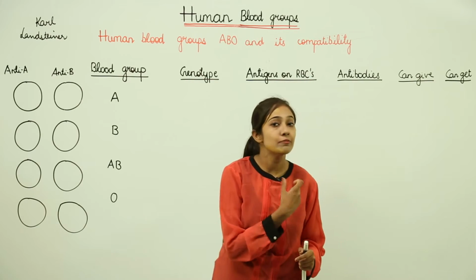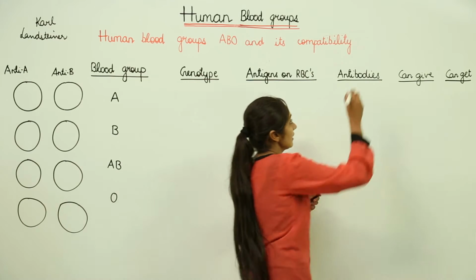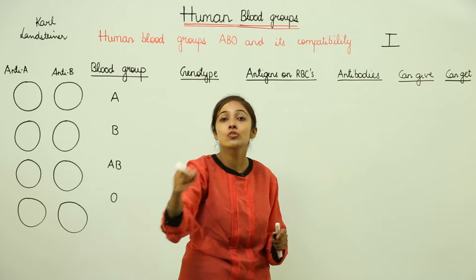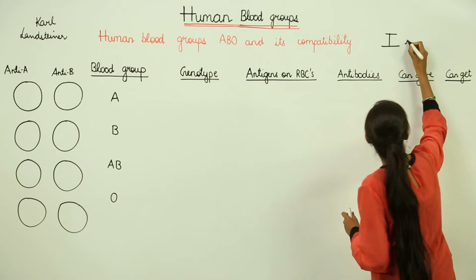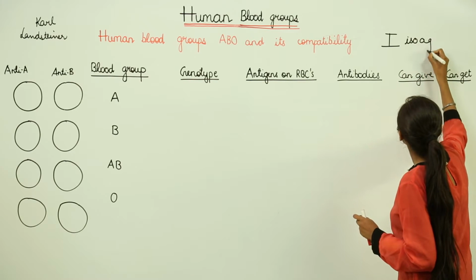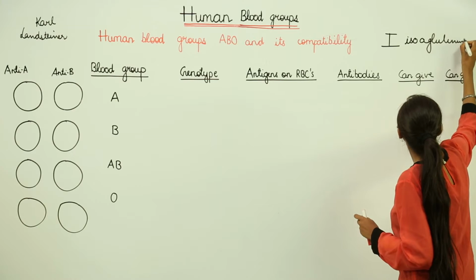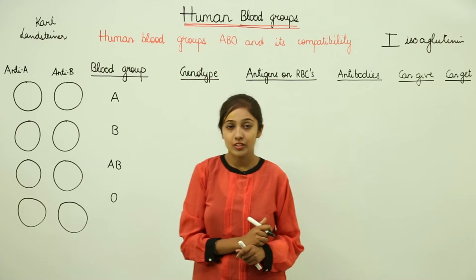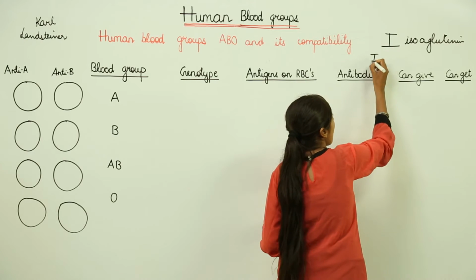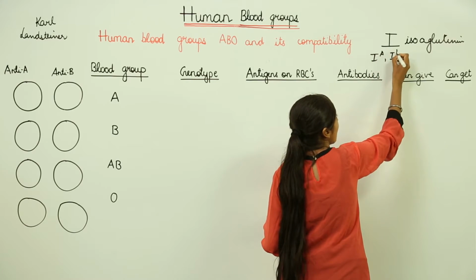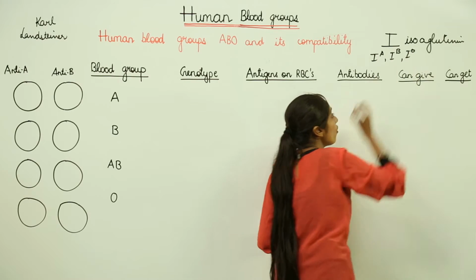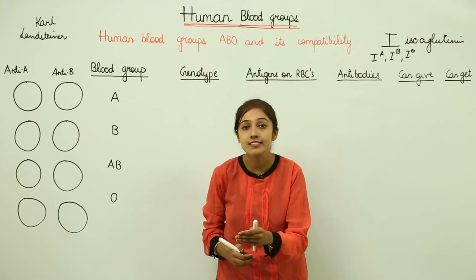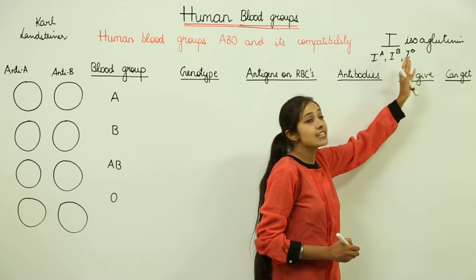Now when we talk about the blood grouping system, this blood group is determined by a very special gene, that is the I gene. It stands for iso-agglutinin. Now this I gene has 3 alleles: IA, IB and IO.